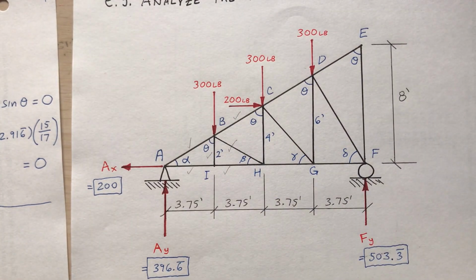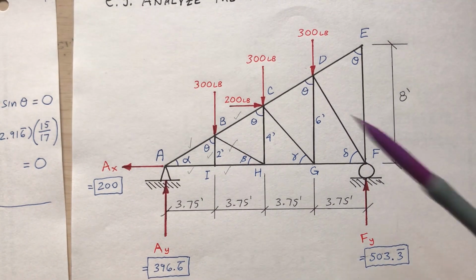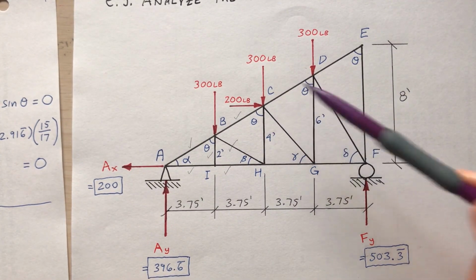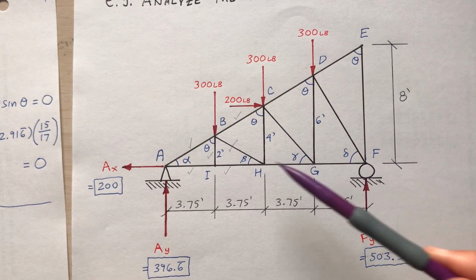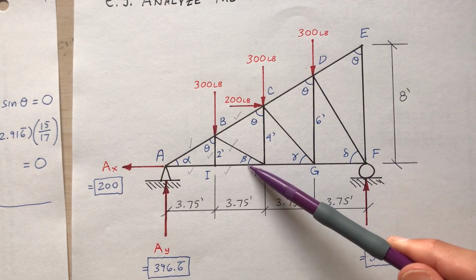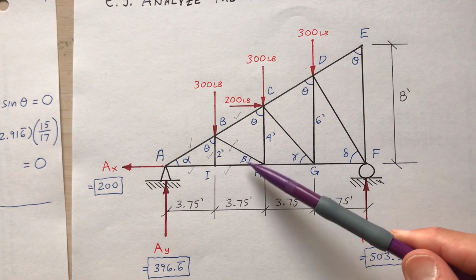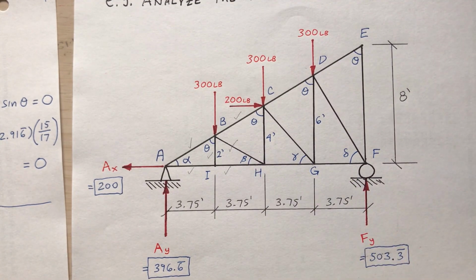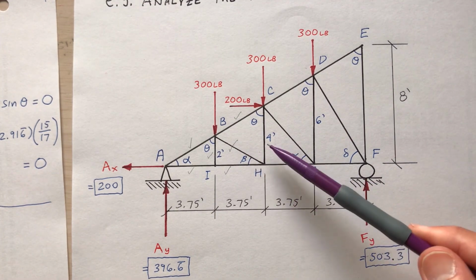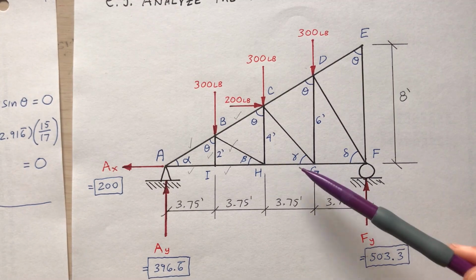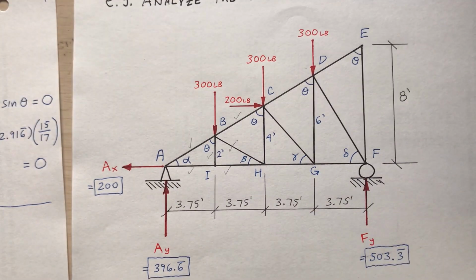Okay, so what joint should I analyze next? Can I analyze C? Well, I'd have 3 unknowns there. Unknown, unknown, unknown. What about joint H? Okay, joint H. 1, 2, 3, 4. I've got 4 bars feeding into joint H, but 2 of the member forces, 2 of the bar forces are already known, meaning that there's 2 unknowns, F sub HC and F sub HG. So I will analyze joint H next.